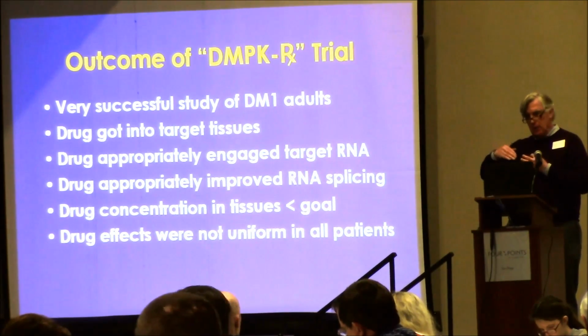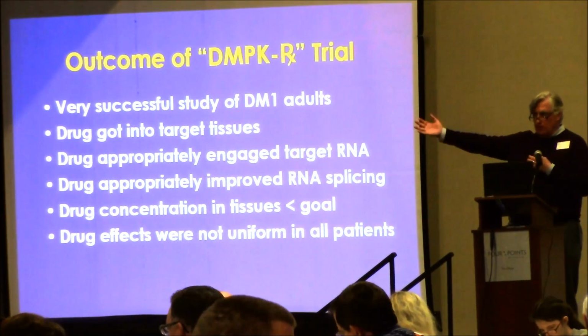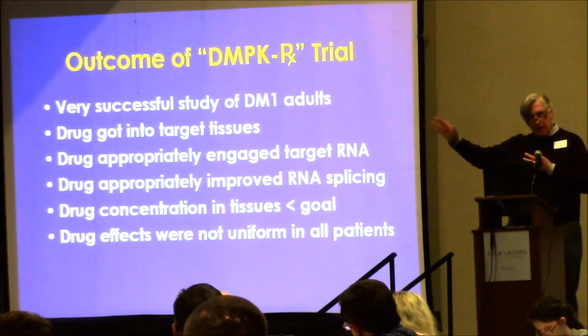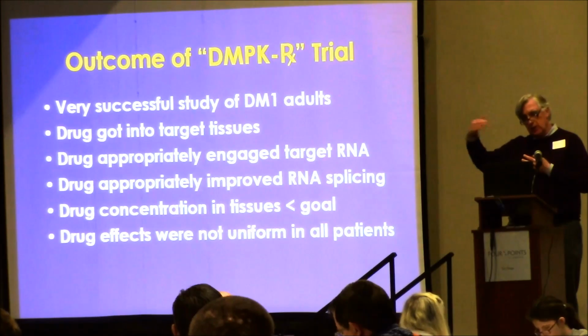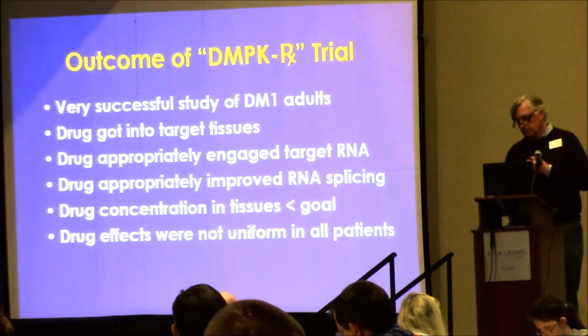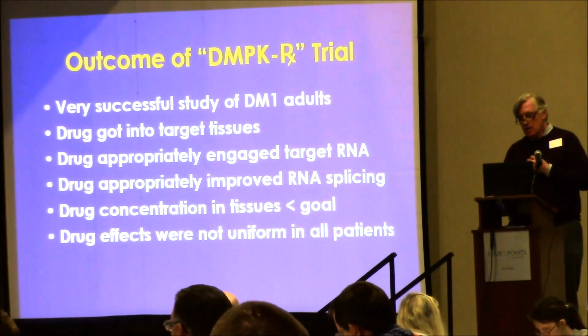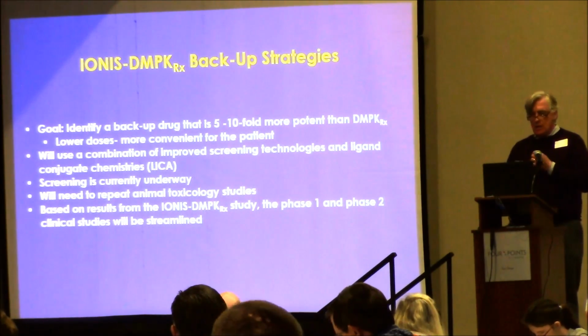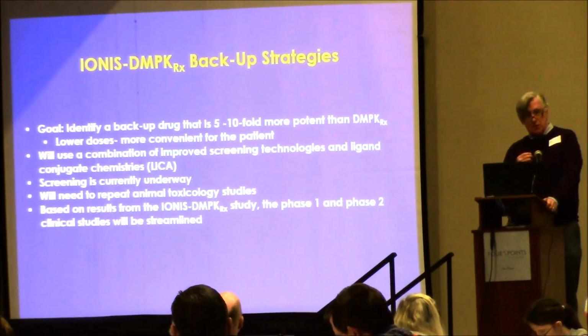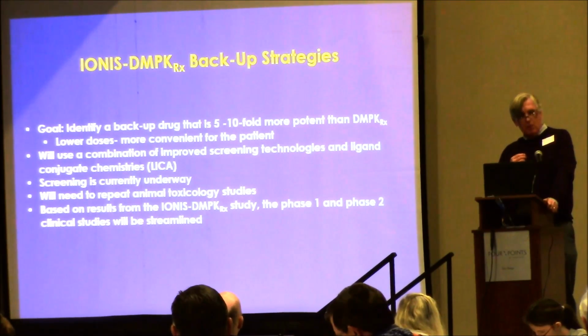Because the potency was reduced, there's some variability in the response from person to person. If we have a super effective drug, we can give it to everybody and everybody's going to get better in all ways. But we didn't have that kind of potency. So where to go? The plan is to increase the potency of the drug.